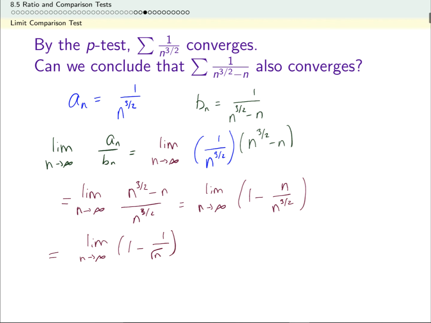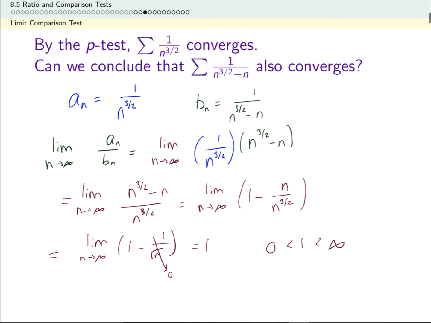n to the 3/2 is n to the first times n to the 1/2. So my fraction simplifies to 1 minus 1 over the square root of n. As n goes to infinity, this goes to 0, so this limit is 1. 1 is a positive finite number.